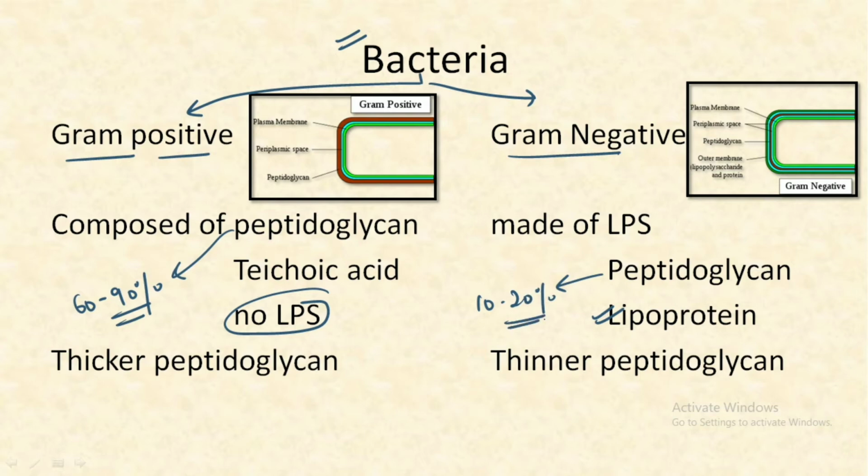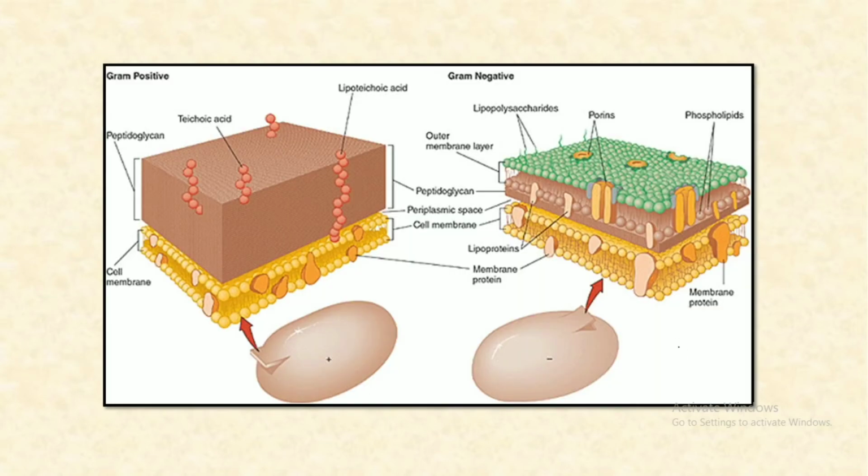The next important difference is that in case of gram positive, we have the teichoic acid present on their cell walls, but in case of gram negative, there is no teichoic acid present. The last difference is that the gram positive ones have a thicker peptidoglycan, but in case of gram negative, there is thinner peptidoglycan present. So this is the difference between the gram positive and the gram negative. Let us understand this with the help of this diagram.